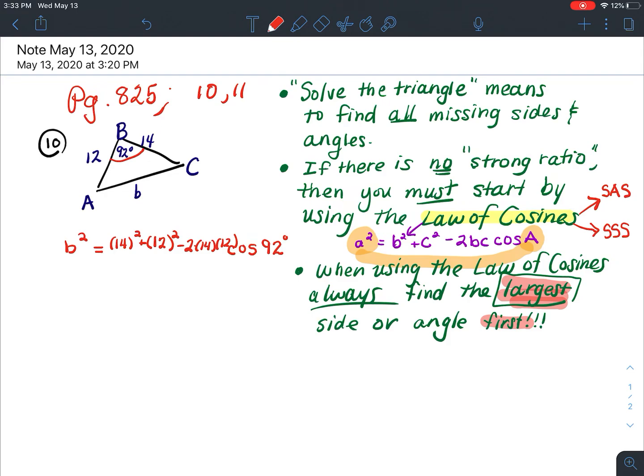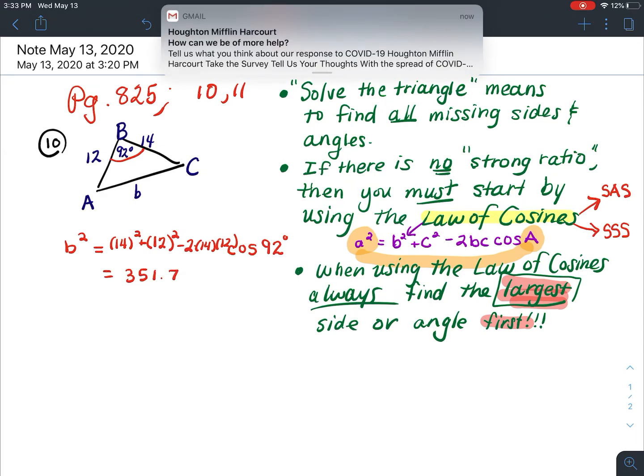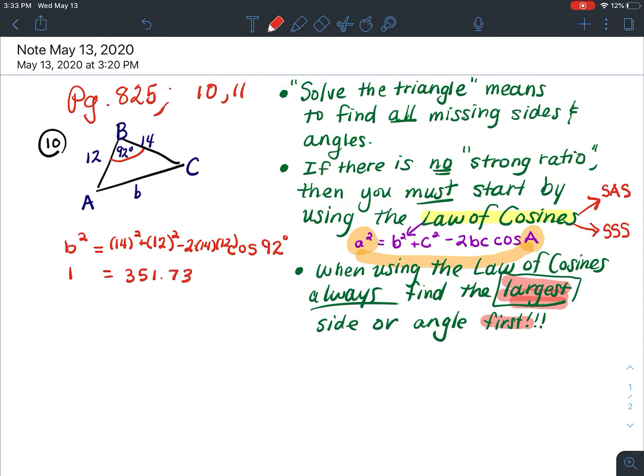What you would then do next is type into your calculator the entire right-hand side of this formula. There are no variables here at all. You can type all of that in all at once, that would be great. And when you type that in, roughly it should be 351.73, and that would be equal to b squared.